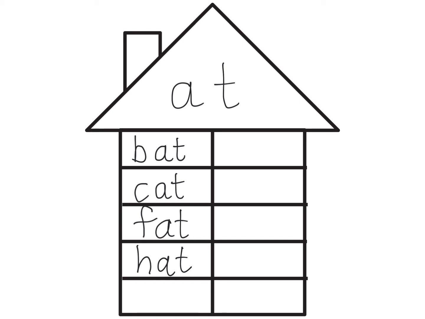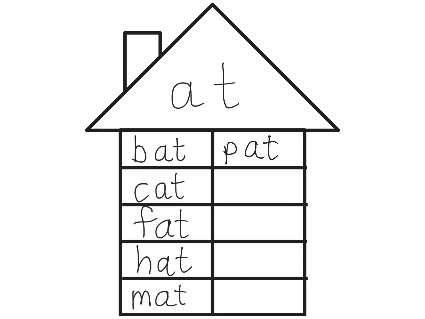So let's isolate the first sound. At. The next word is pat. Let's isolate that first sound. P. What says p? I'm going to write a P. P. At. Pat. Our next word is rat. Let's isolate that first sound.